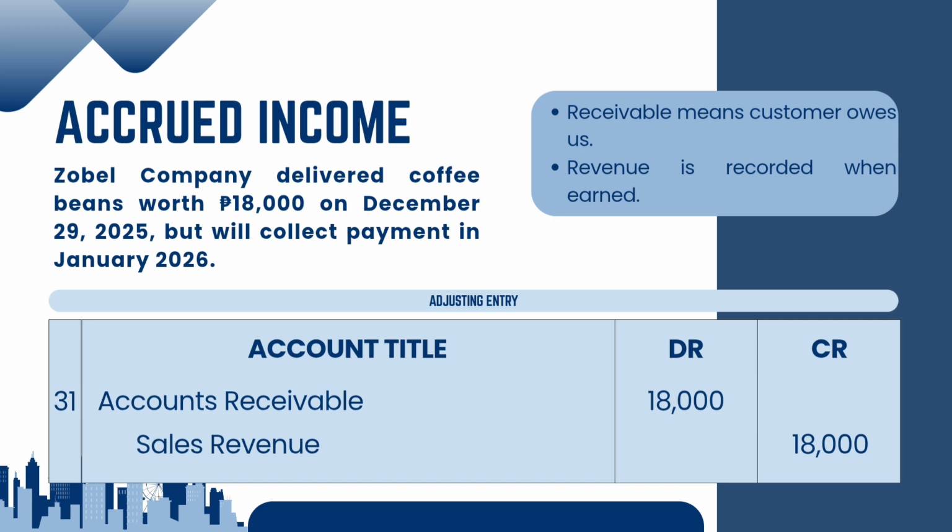This adjusting entry is recorded because the coffee beans were already delivered in December 2025, which means the revenue has already been earned, even though the cash will be collected in January 2026. Under the accrual basis of accounting, income must be recorded in the period when it is earned, not when the cash is received. Therefore, accounts receivable is debited to recognize the customer's obligation to pay, and sales revenue is credited to record the income that belongs to the year 2025. This ensures that the company's financial statements correctly show the revenue and assets for the period.